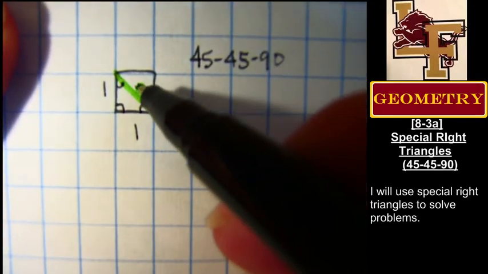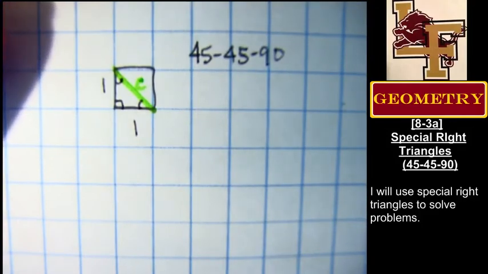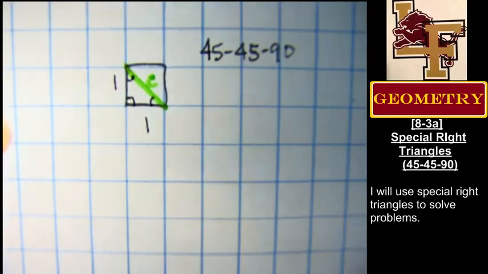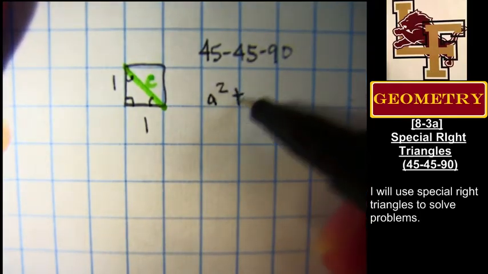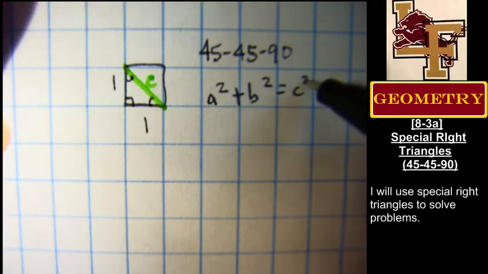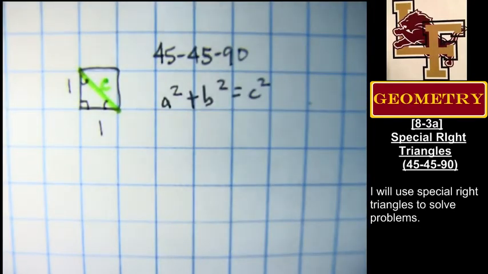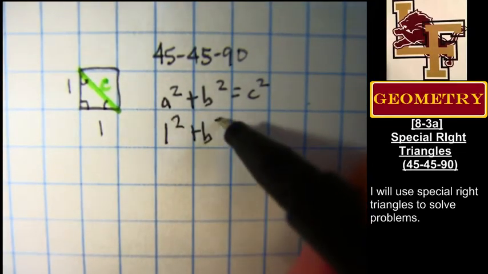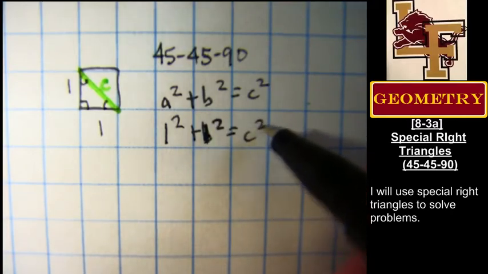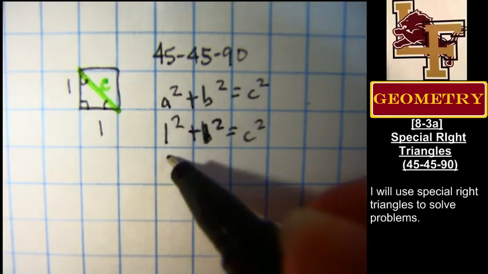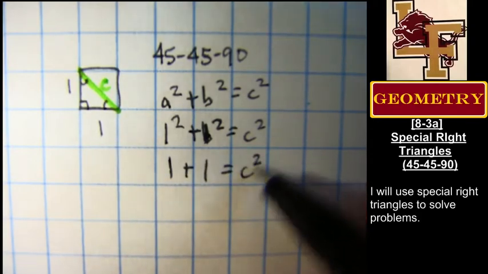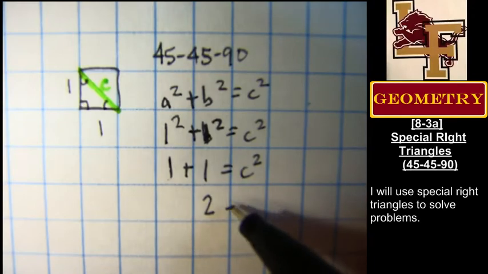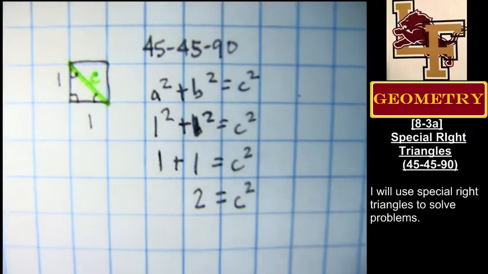Now, if I wanted to figure out the measure of that side c, the hypotenuse, I would need the Pythagorean theorem. So let's do it. No calculators, please. No decimals, please. The Pythagorean theorem says a squared plus b squared equals c squared. a is 1, b is 1. I don't know what c is yet, so I'm going to calculate it. 1 plus 1 equals c squared. So 1 plus 1 is 2, and c squared is 2.